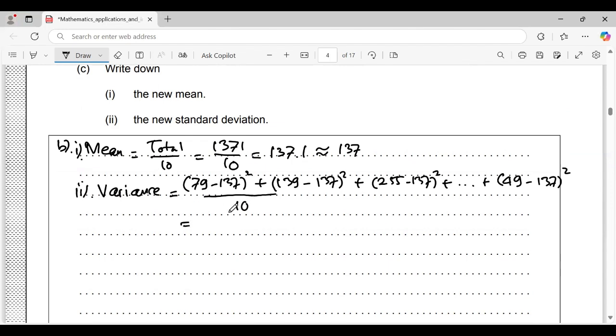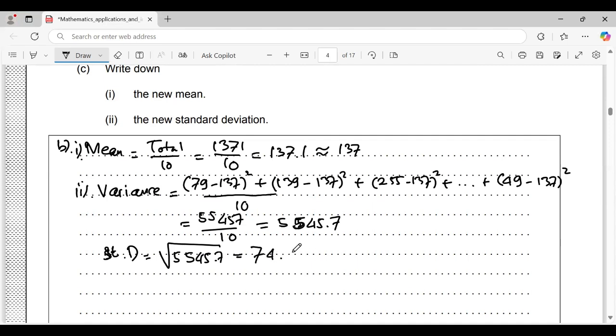And the variance is the total first, 55,457 over 10, 5,545.7. This is the variance, and the standard deviation is the square root of this variance, and the result is 74.469. Rounded off, $74.5.